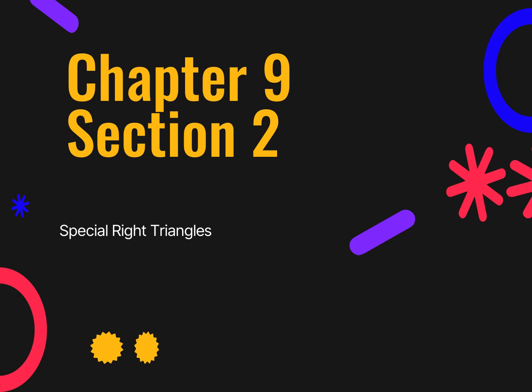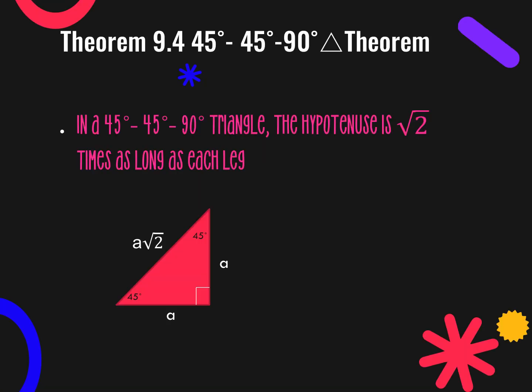So in the last video, we were going over section 9.1 about right triangles and using the Pythagorean theorem. For the Pythagorean theorem, you had to be given the lengths of two of the three sides of the right triangle to be able to figure out the third side. Well, sometimes you're not given all three sides. Sometimes you're only given one side, and we ask you to determine the other side lengths.